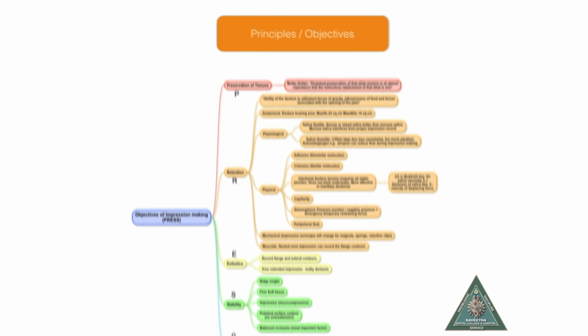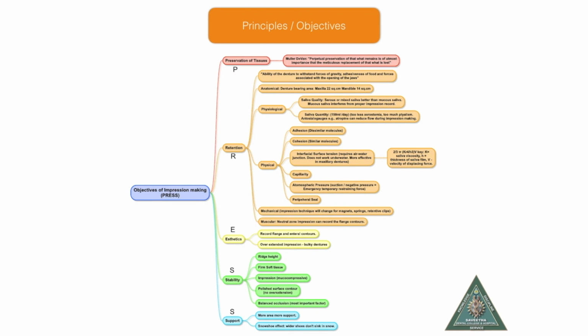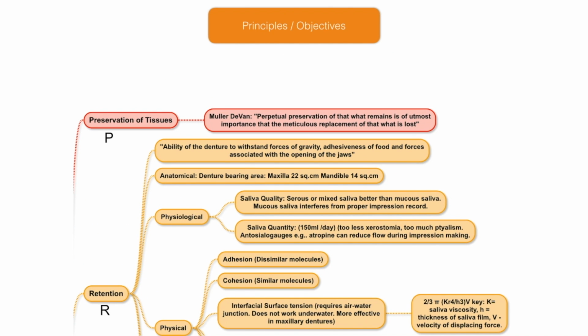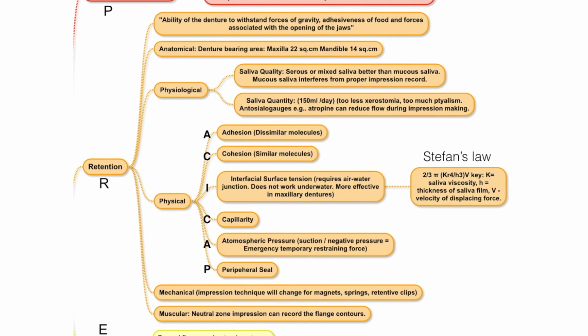Next is objectives and principles of impression making. This is called the PRESS factors: preservation, retention, aesthetics, stability, and support. Preservation, Devan's statement is important where he states that perpetual preservation of that which remains is of utmost importance than meticulous replacement of that which is lost. Next is retention. It is the ability of the denture to withstand force of gravity, adhesiveness of foods, and forces associated with the opening of the jaws.